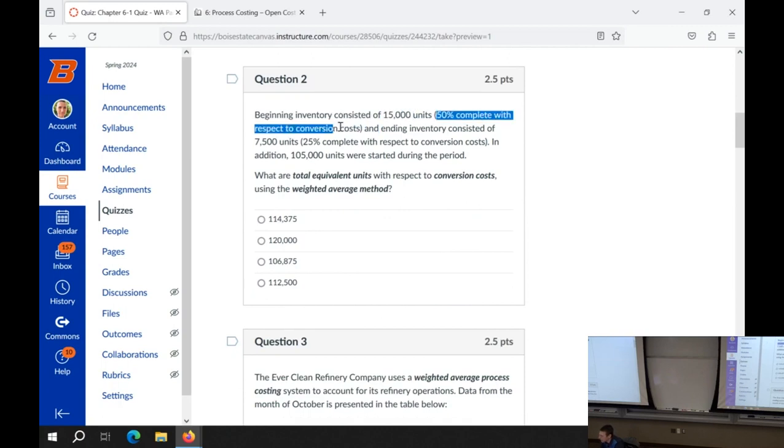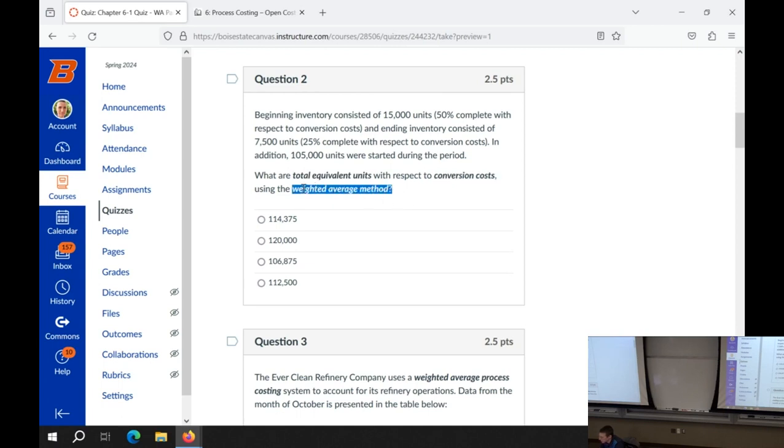They're 50% complete with respect to conversion costs. We have ending inventory consisting of 7,500 units. They're 25% complete with respect to conversion costs. We also started 105,000 units in the period. So what are the total equivalent units with respect to conversion costs using the weighted average method?